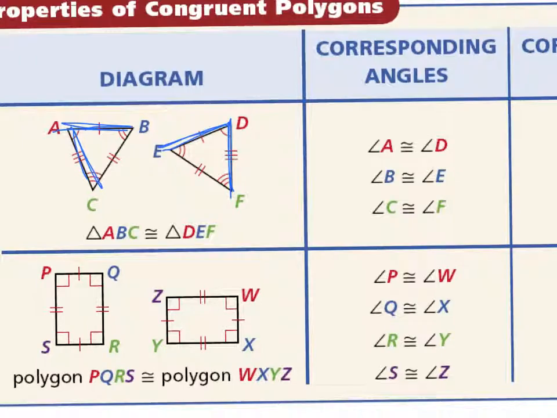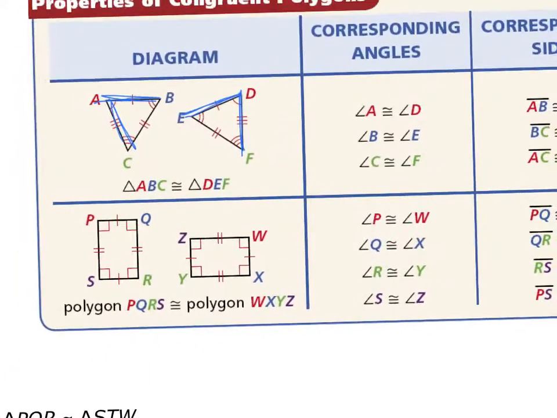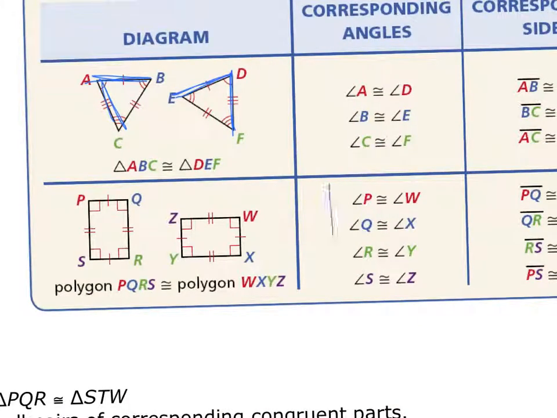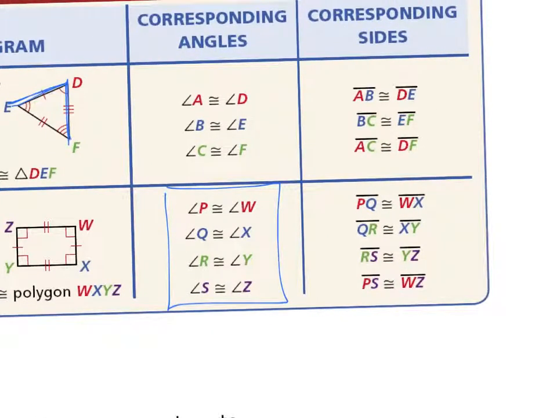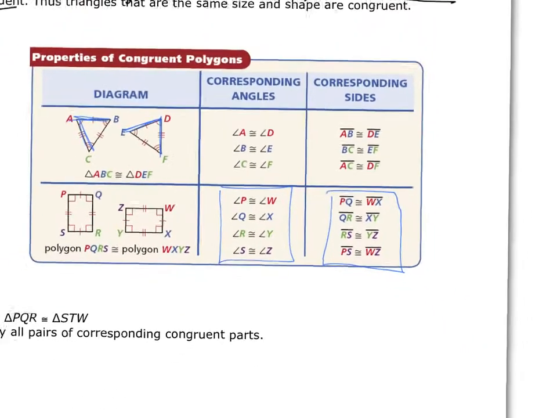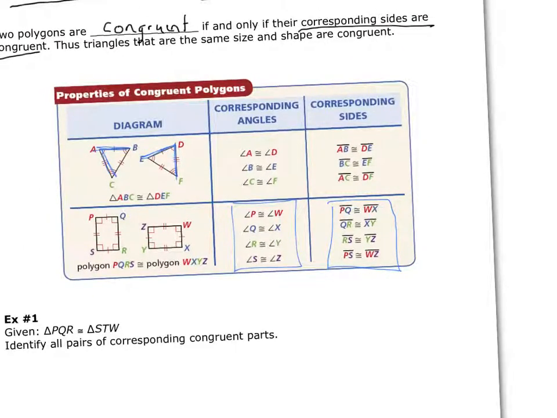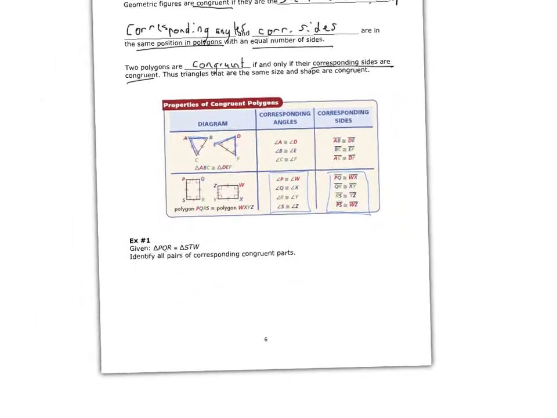If you look at this example of a polygon, you'll notice that it has corresponding angles right here, and it also has corresponding sides. The corresponding parts and the corresponding angles of that rectangle are going to be the same, so it's going to be congruent. You need to have all parts, angles and sides, be congruent.